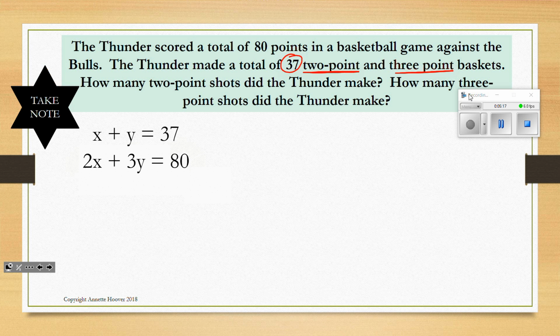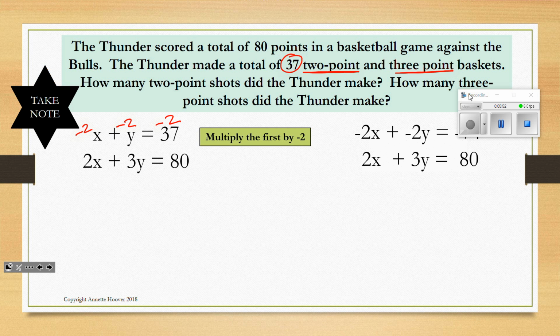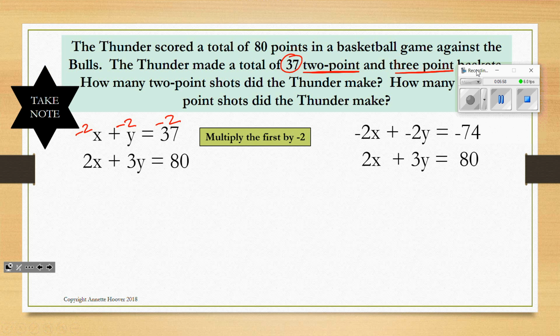Now to solve by elimination, we need to create opposite coefficients. So we're either going to multiply the top equation by -2 so that the 2-point baskets will cancel out, or multiply the top equation by -3 so that the 3-point baskets can be eliminated. Either way, you're going to get the same answer. What I chose to do was multiply the first by -2. That means I'm going to multiply all 3 terms by -2, which makes -2x plus -2y and -74.